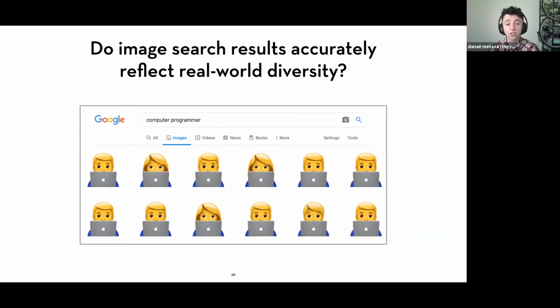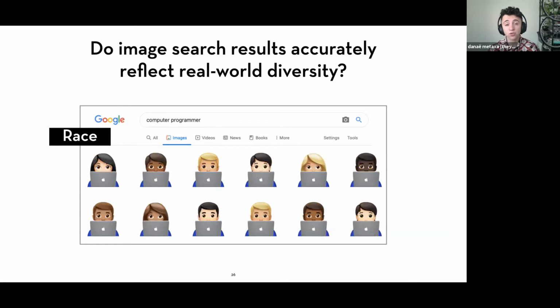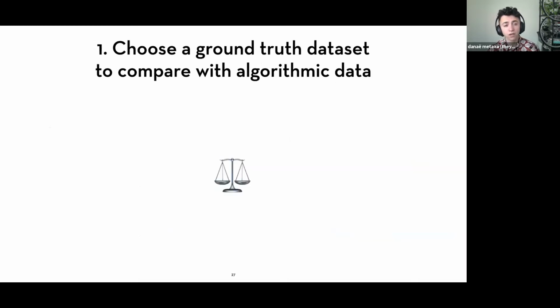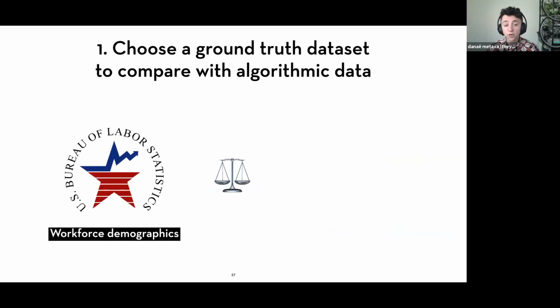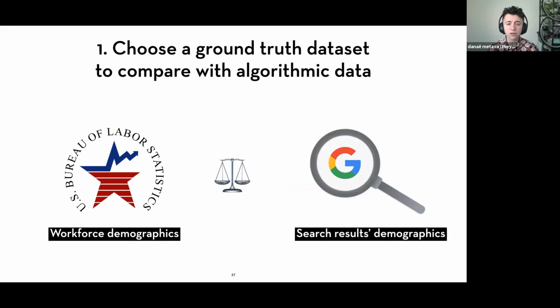Moreover, our field has left race chronically understudied. Do image search results reflect real-world racial diversity? To answer these questions, I first needed a ground truth data set with which to compare search results. The US Bureau of Labor Statistics tracks demographic breakdowns of several hundred common occupations: doctors, lawyers, real estate agents, and so on. So based on that BLS list, I set out to collect image search results from Google using as a query term the names of these occupations.